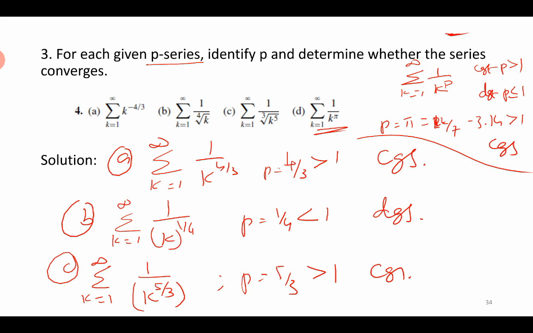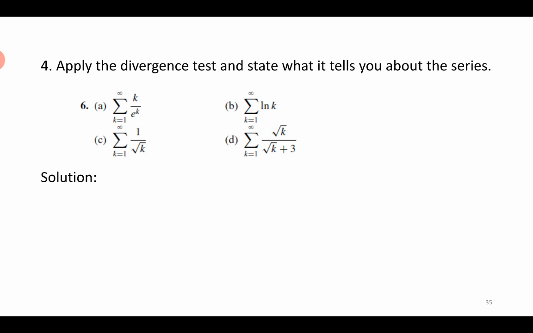That's the end of all these problems. Now apply the divergence test. If the limit is non-zero, you will say it is divergent. If it is zero, no conclusion, right? So we should remember that the limit of the kth term as k goes to infinity should not be zero to say the series diverges. Otherwise, no conclusion.